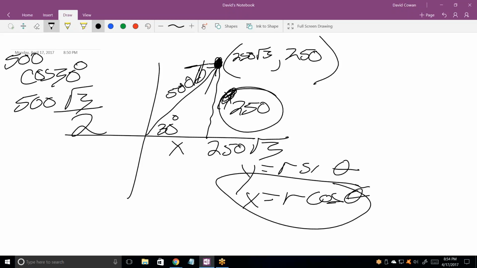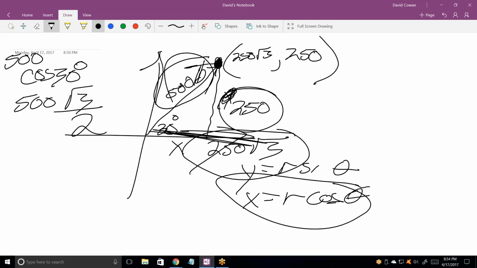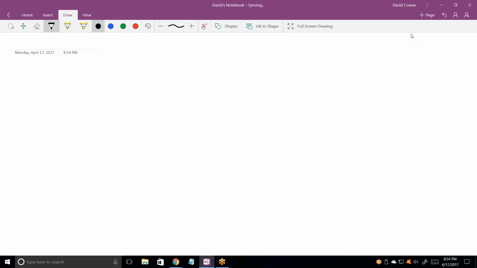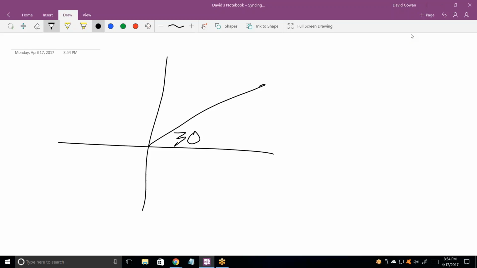Say you had two people. One of them was pushing up at 250 pounds and the other one was pushing to the right at 250 times square root of 3. That would be exactly the same as a third person pushing at 500 pounds at a 30-degree angle. In other words, you can always break down vectors into their horizontal component and their vertical component. And the beauty of that is that then you can add vectors. Let's say we've got that plane flying at 500 miles an hour at a 30-degree angle from the horizontal, or the x-axis.